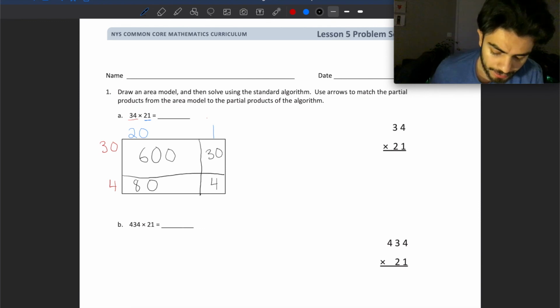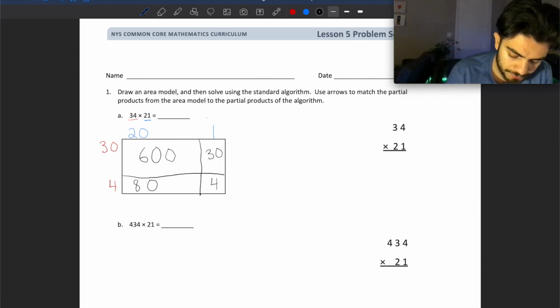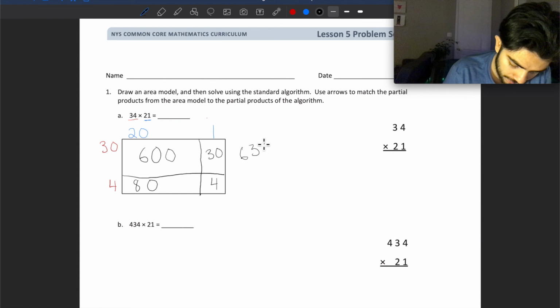Okay. Now your partial products are going to be the following. You have 600 plus 30, which is simply just 630. Then you have 80 plus 4, which is 84. Okay.